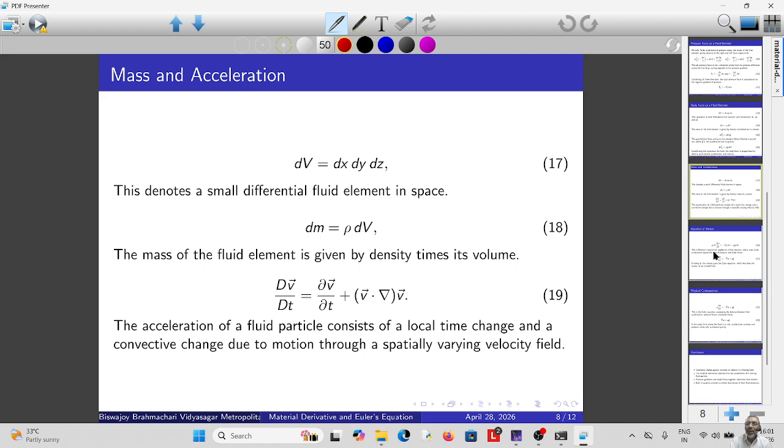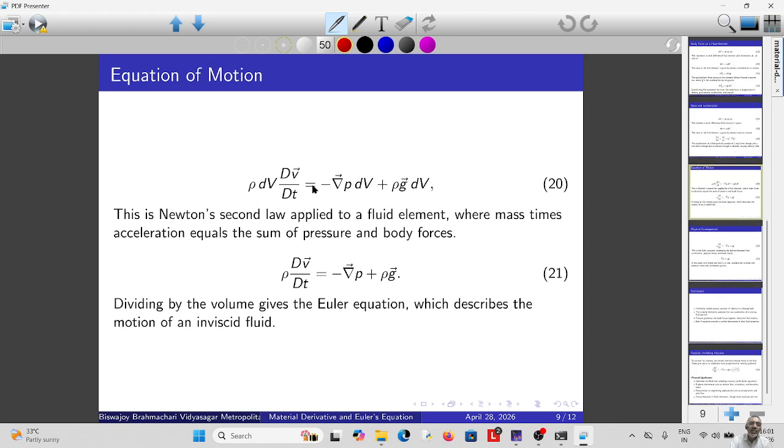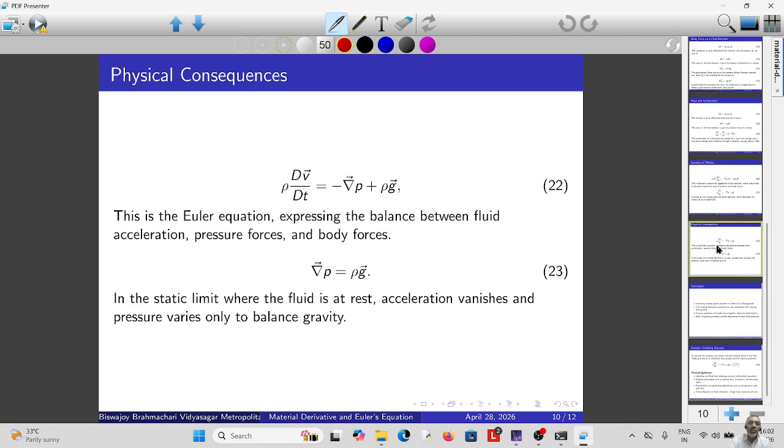So then we have to balance using Newton's law. Newton's law gives this force, mass into acceleration here, and here we have the pressure force and we have the body force. So if we balance all three, then this is the equation, dV will get cancelled. So rho multiplied by this material derivative of velocity is equal to minus gradient of p plus rho g. So this is the Euler's equation.